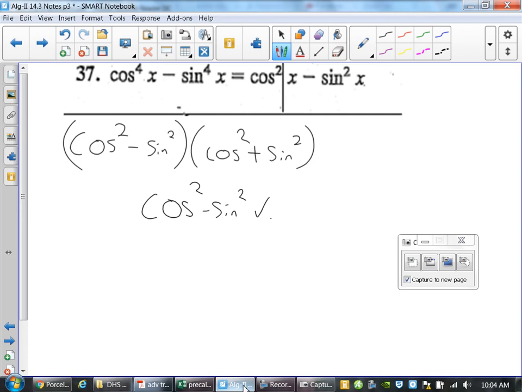I got it, don't worry. You see stuff like that a lot. The difference of squares shows up all the time. I don't know why. Wait, where did the other part go? We don't need it.